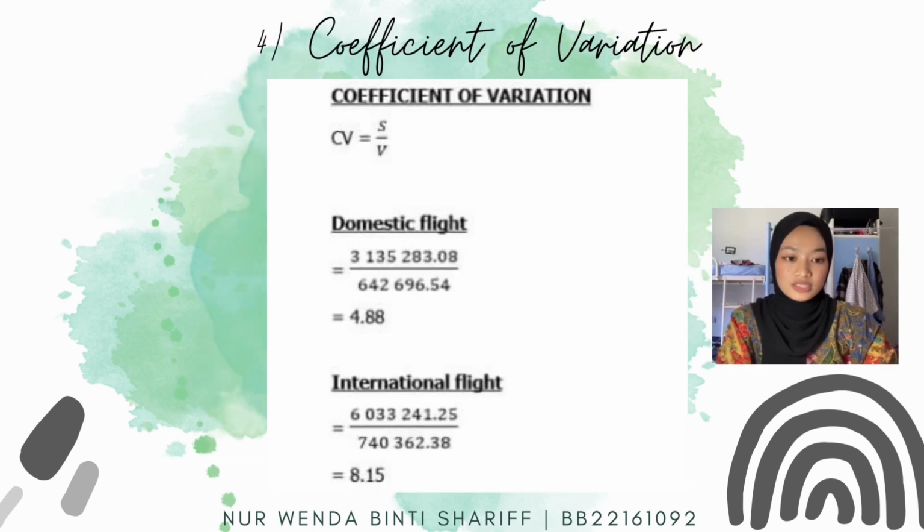So next is coefficient of variation. The formula of coefficient of variation is the variance divided by the mean. For domestic flight, the coefficient of variation is 4.88. For the international flight, the coefficient of variation is 8.15. So we can conclude that the coefficient of variation of international flight is higher than the domestic flight.